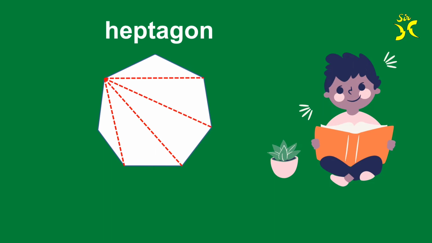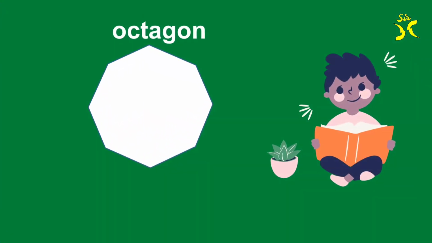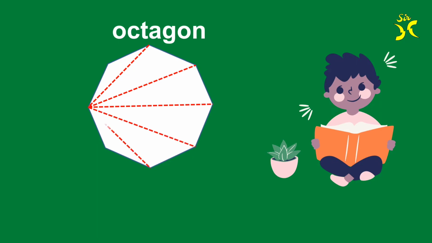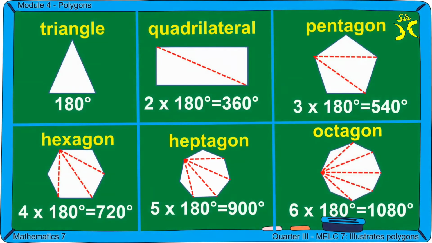In heptagon, we form 5 triangles times 180 degrees, so the total interior angle of heptagon is 900 degrees. How about the total interior angle of an octagon? We have 6 triangles times 180 degrees equals 1080 degrees. Observe the following examples.